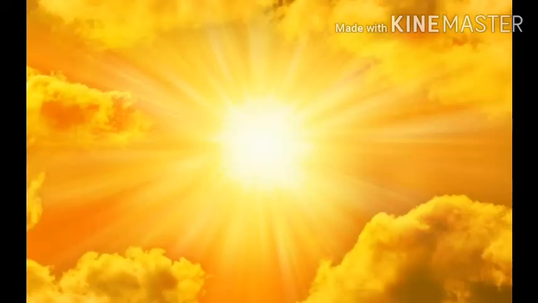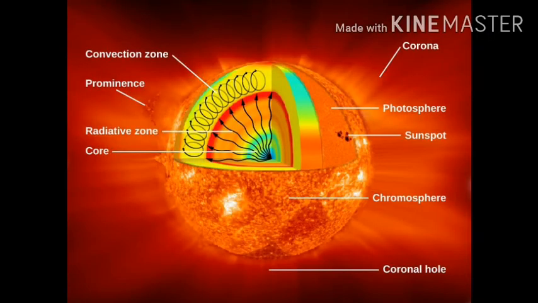Now have a look at this picture, which shows the interior design of the sun. The glowing surface of the sun that we can see easily is called the photosphere. And above the photosphere is the red colored layer known as the chromosphere.